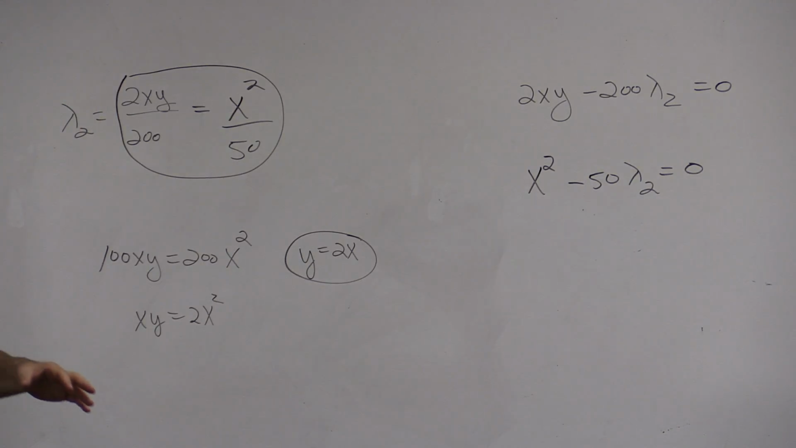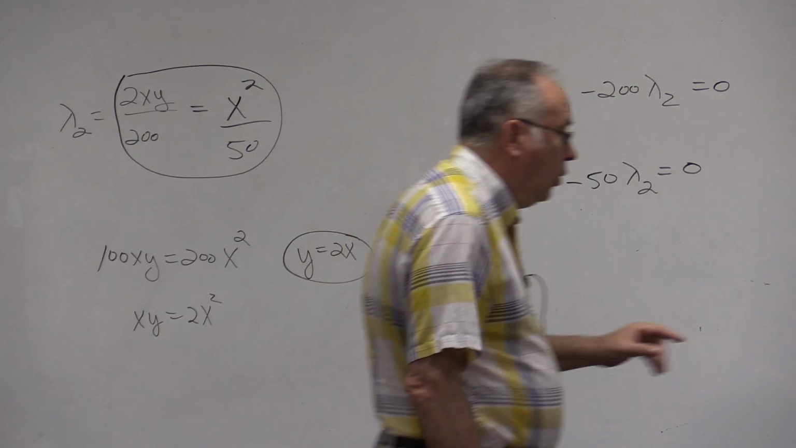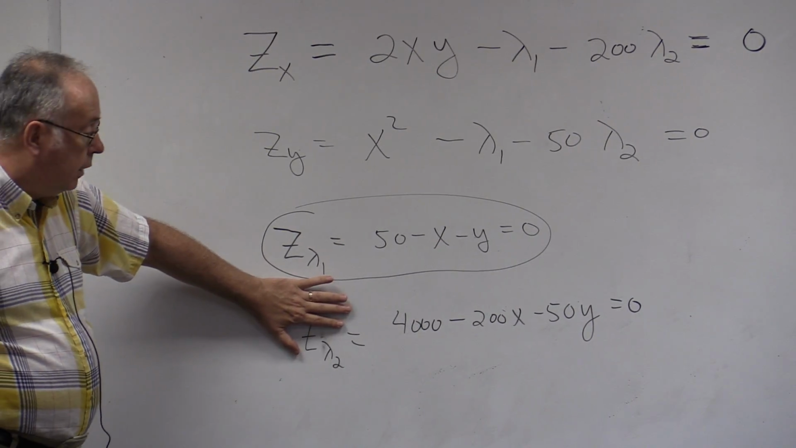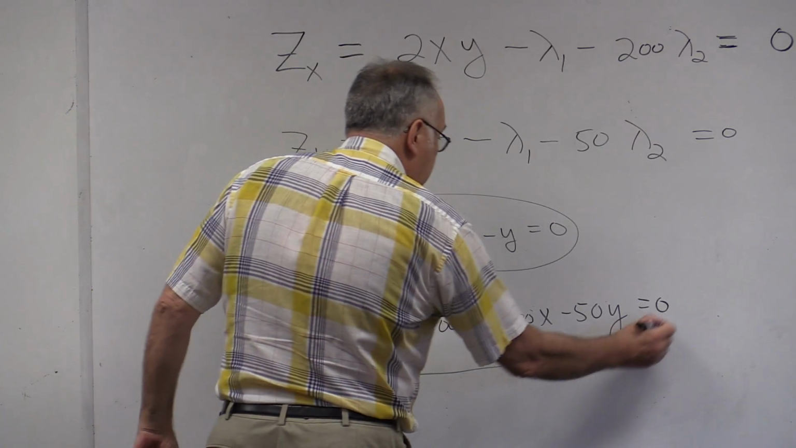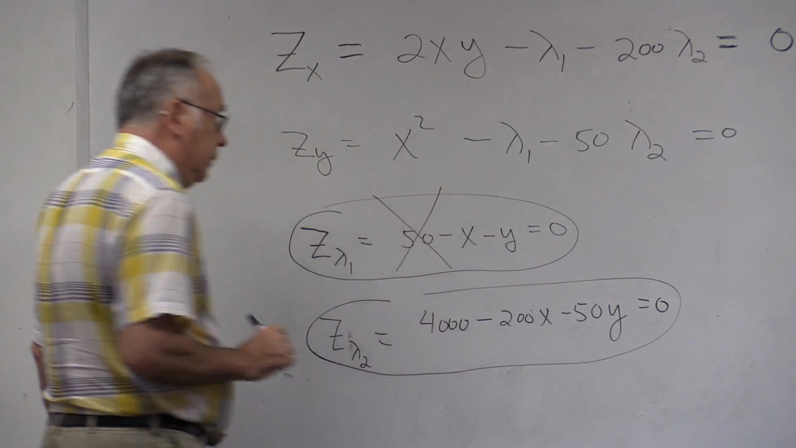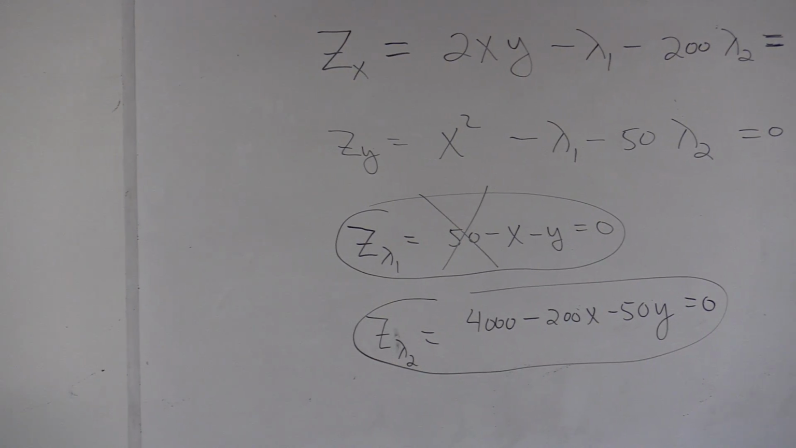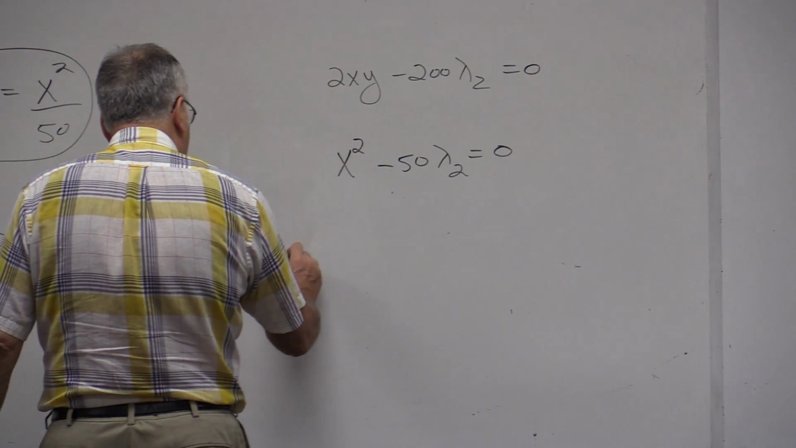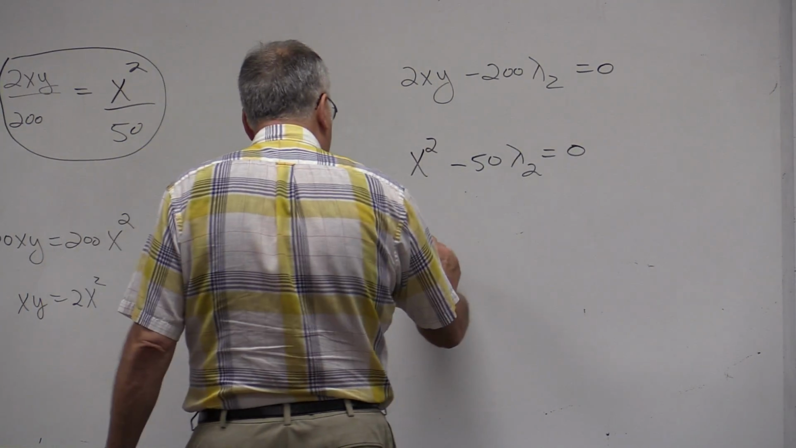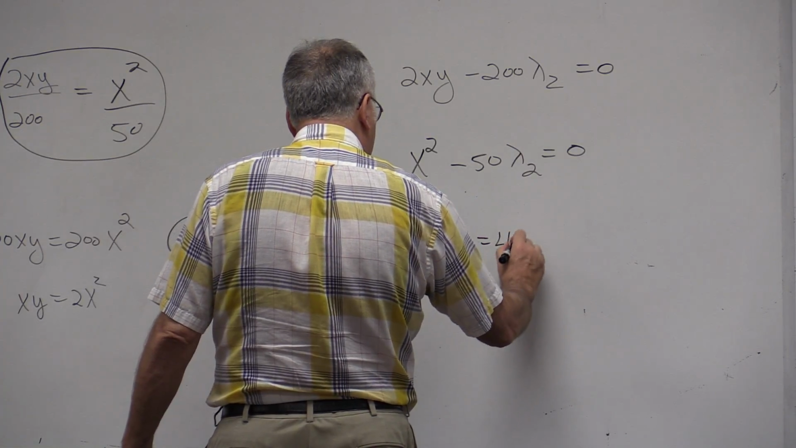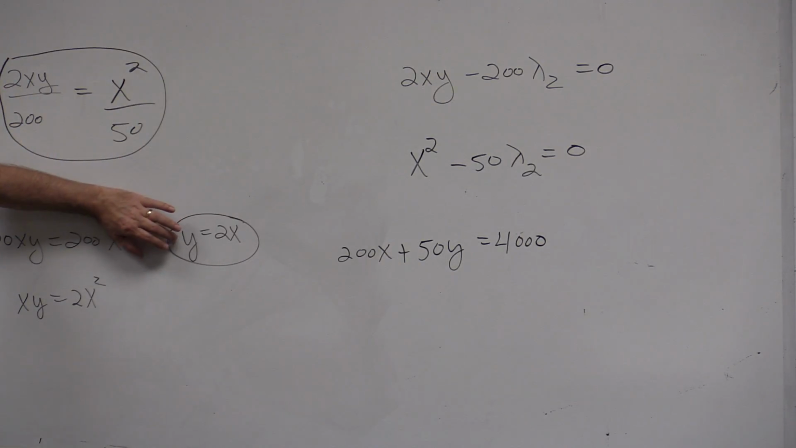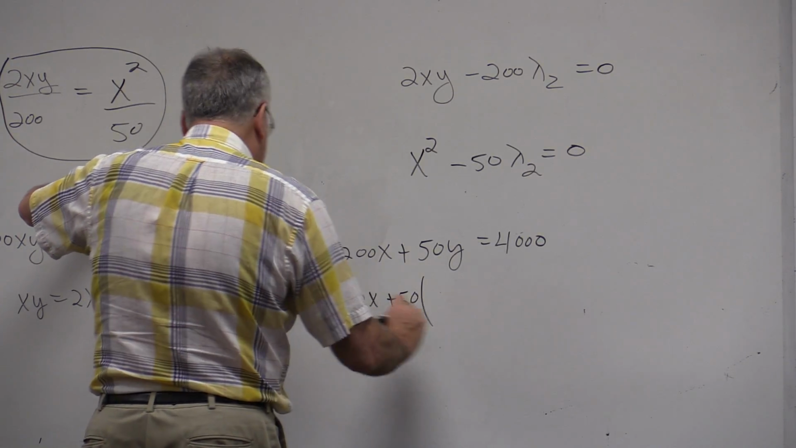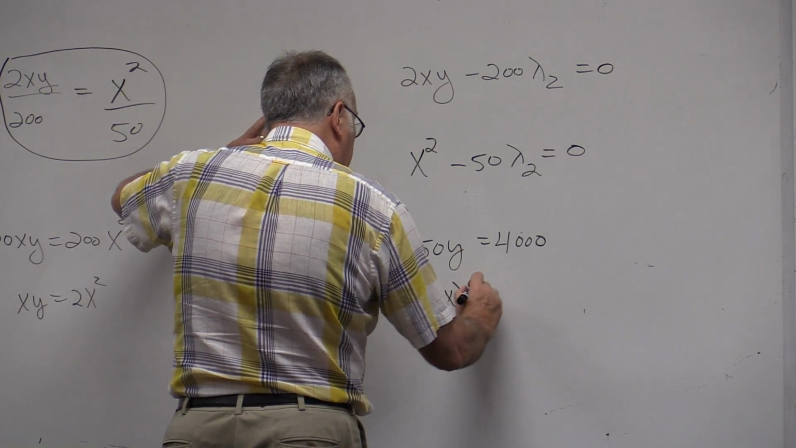Now we have a relationship between y and x. Let's go to this equation. Let's continue to assume that lambda 2 is greater than 0, so this equation will still hold. We know this other equation doesn't hold because we got a negative lambda 1 value. But assuming lambda 2 is greater than 0, you take that equation, which says 200x plus 50y equals 4,000. We know that y is equal to 2x, so we can say 200x plus 50 times 2x equals 4,000.